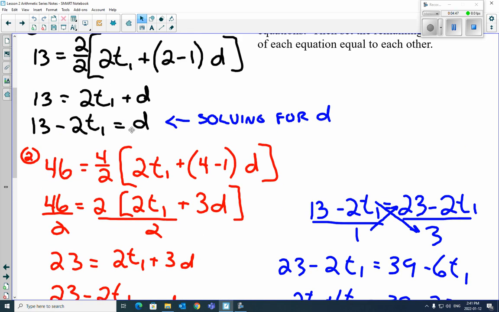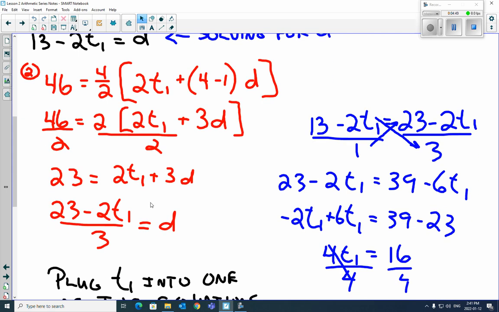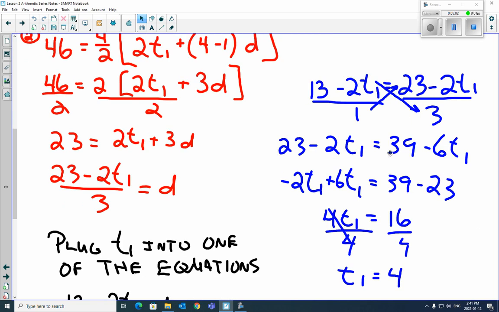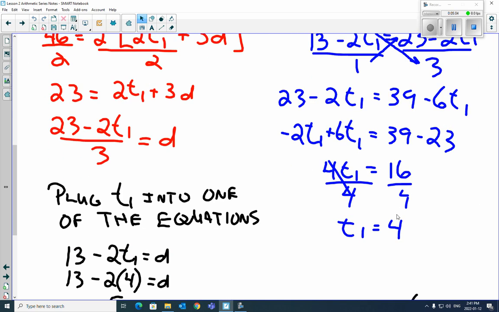So this is substitution from systems of equations. They both equal D. Therefore, over here on this side, we could say they both equal each other. So we set that over 1 equal to that over 3. How to solve this? Cross multiply, collect like terms, and you can figure out that the first term is T1.